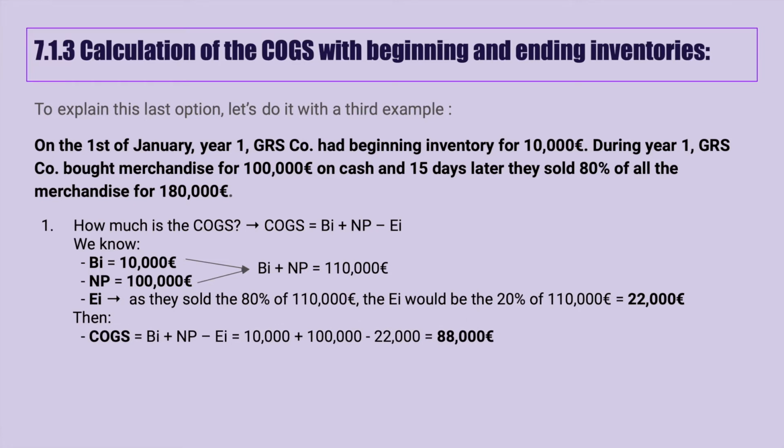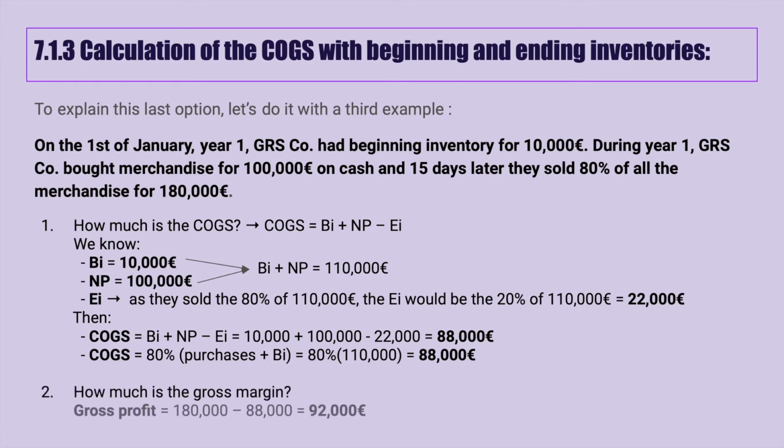Another way is to calculate the 80% of the sum of the beginning inventory and net purchases. The second question is how much is the gross margin? Well, it is the difference of the sales with the cost of goods sold, that would be 92,000 euros.